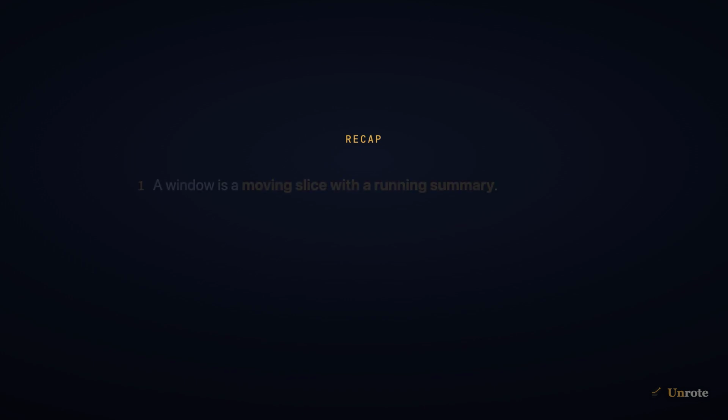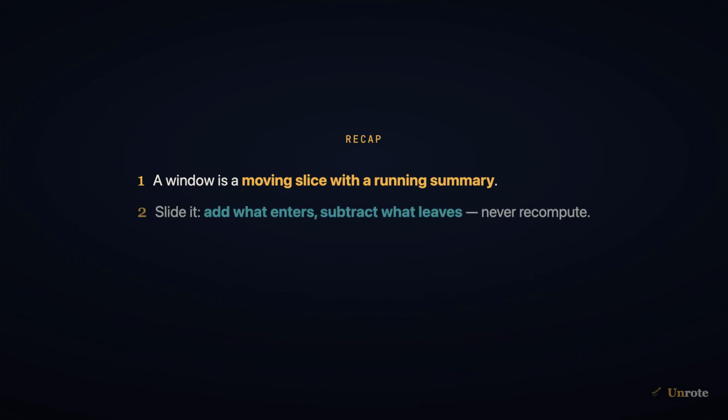3 takeaways. A sliding window keeps a running summary of a moving slice. You update it by adding what enters and subtracting what leaves. You never recompute, and that turns a quadratic scan into one linear pass.